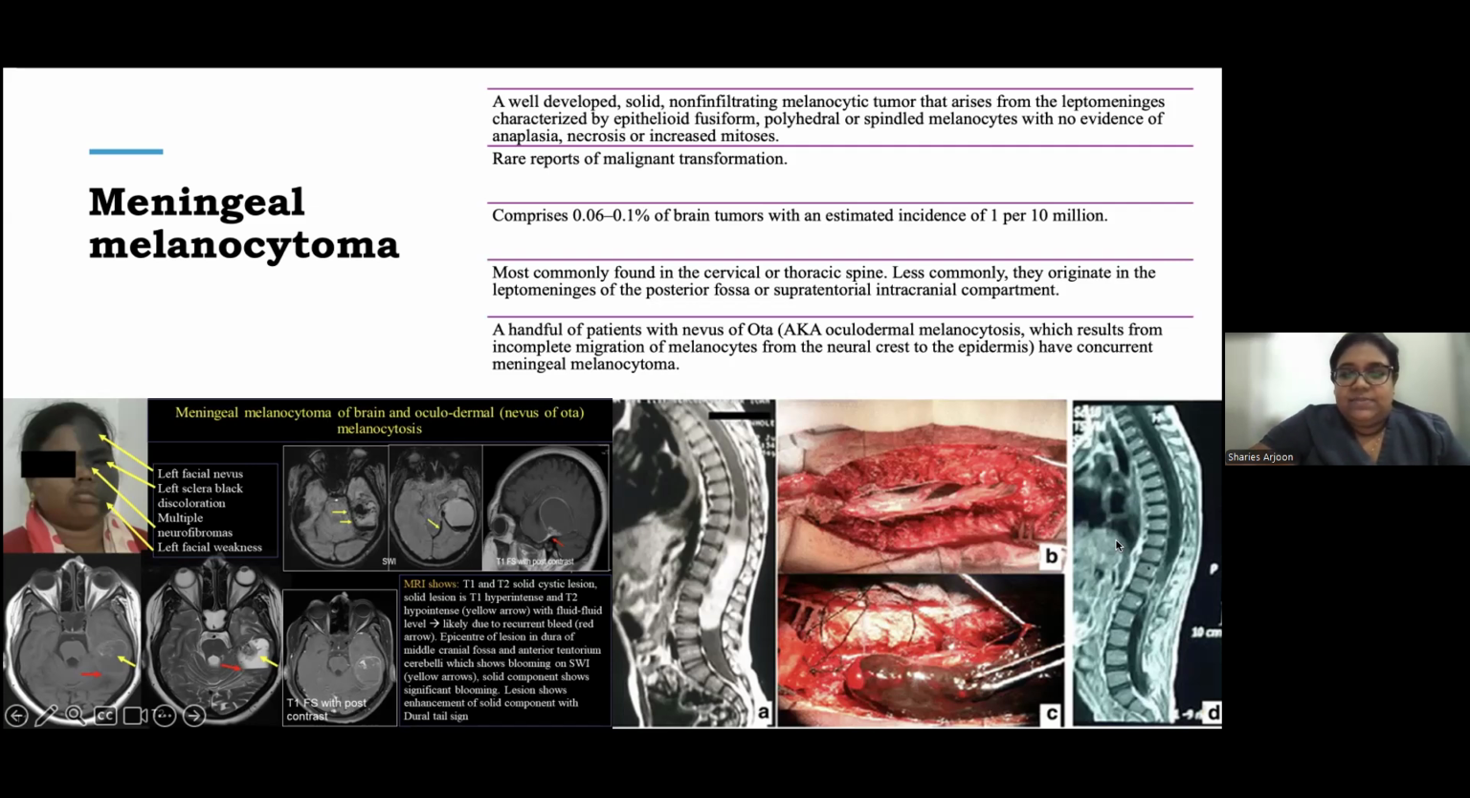A handful of patients with a nevus of Ota, which is also known as oculodermal melanocytosis, which results from incomplete migration of melanocytes from the neural crest to the epidermis, have concurrent meningeal melanocytomas.